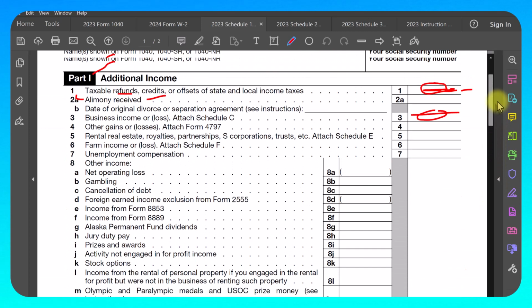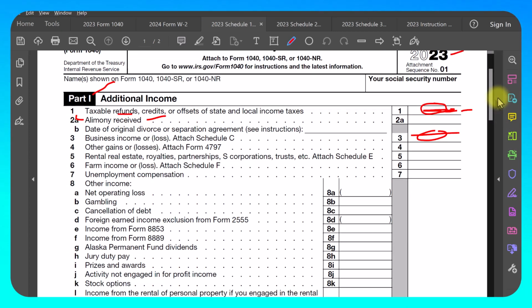And of course, if you got divorced way back then and still are receiving or pay alimony, you pretty much know whether it's going to be taxable or deductible. But if you got divorced now, you just ignore alimony for tax purposes.